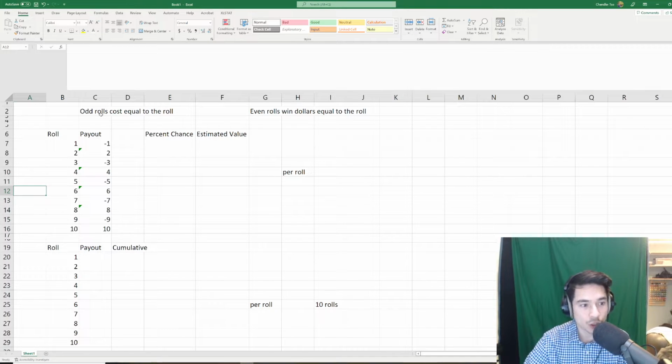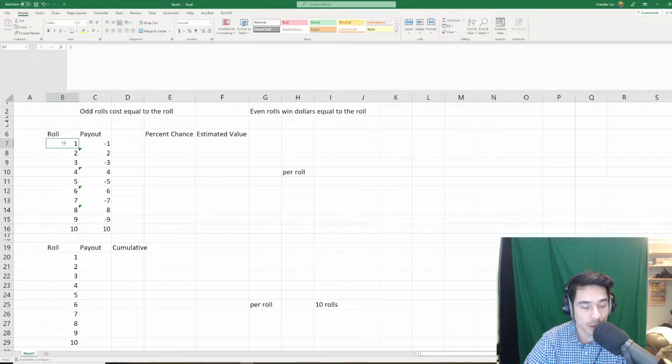So, imagine a game where you have a 10-sided die, and it's an equal weighted die. So each of the sides has an equal opportunity of coming up. And in the game, if you roll an odd number, you have to pay the game manager however number you rolled, whatever number you rolled.